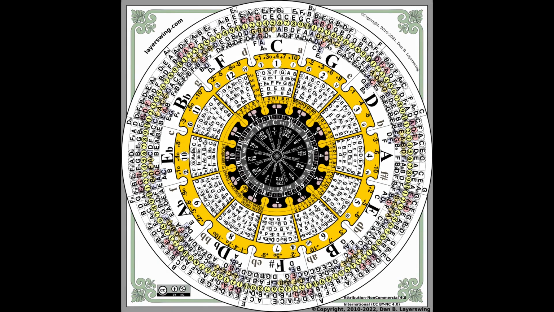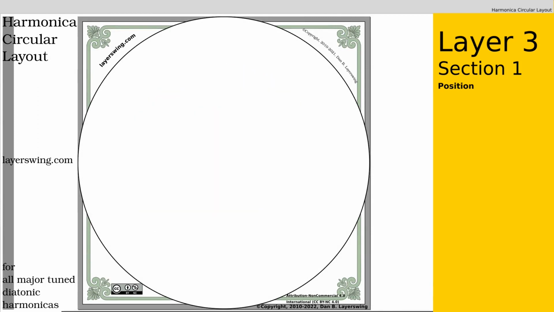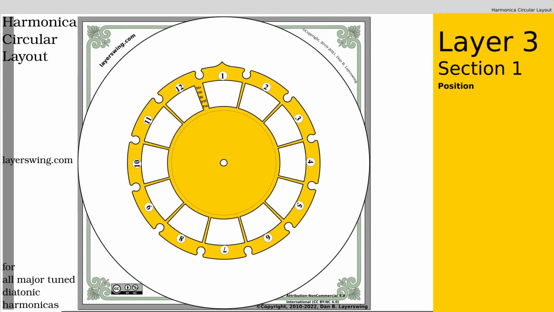Harmonica Circular Layout for all major tuned diatonic harmonicas. Layer 3. Section 1. Position. We can see the number of the position. Using these numbers, we can answer two groups of questions.